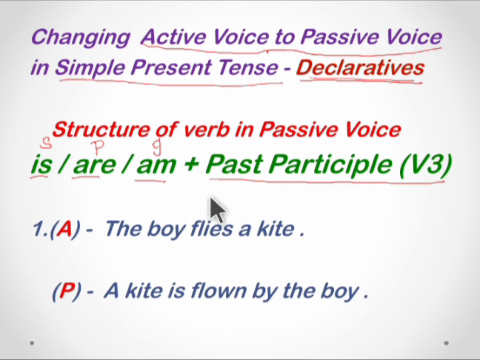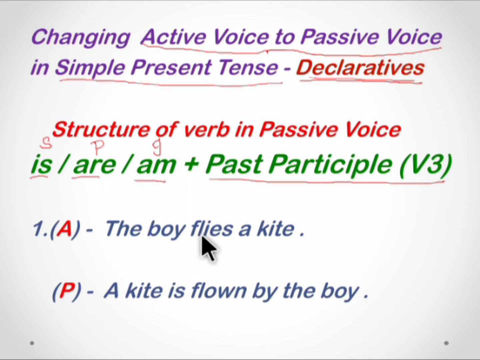Now let us look into the sentence. Whenever we change active voice to passive voice, we have to identify the sentence pattern. I told you in the previous video, active voice can be changed to passive voice only if it is a transitive verb. That is, an object should follow a verb. Only then can we change active voice to passive voice. So we have to identify whether there is a subject, verb and object in the sentence.